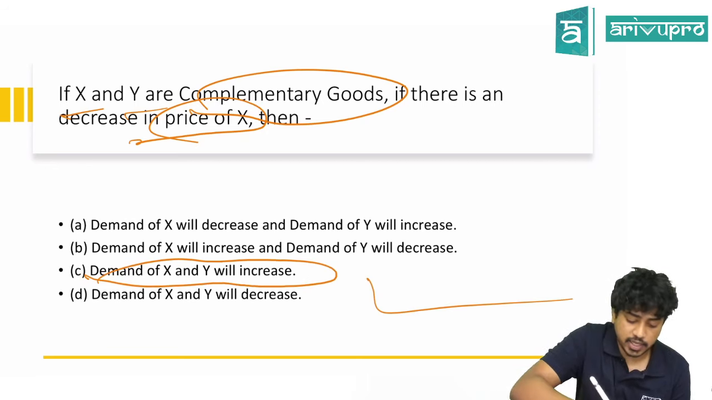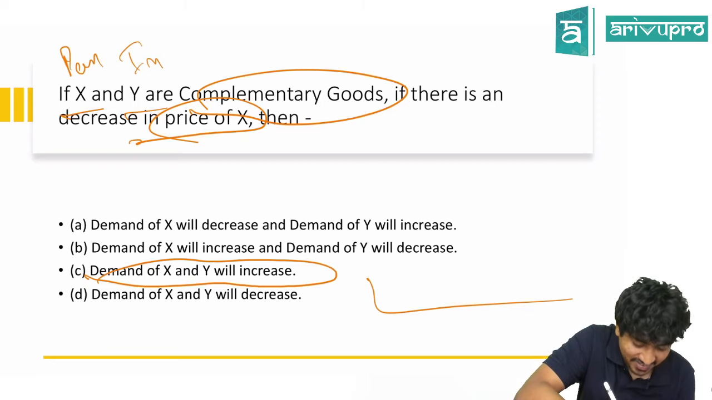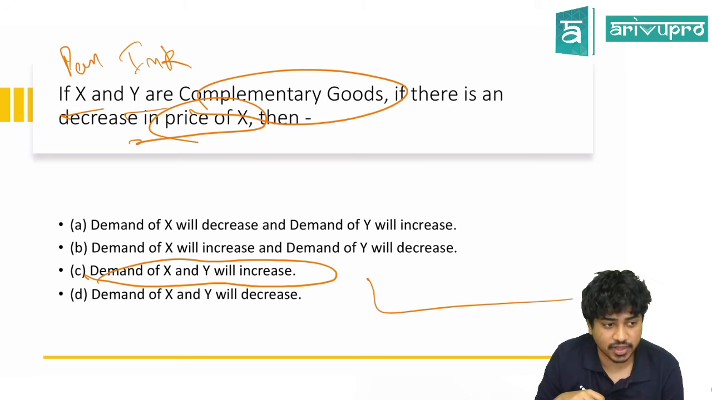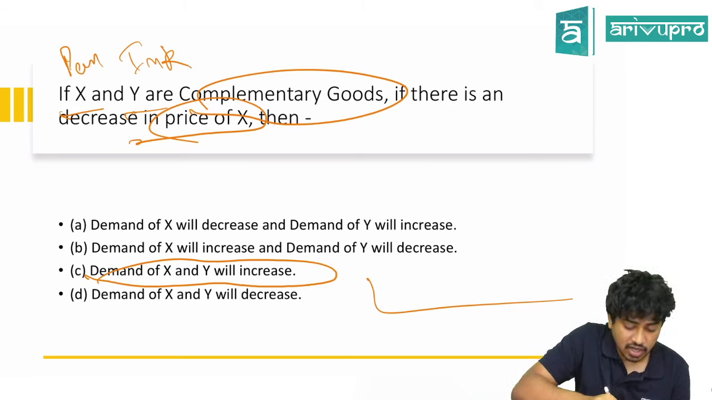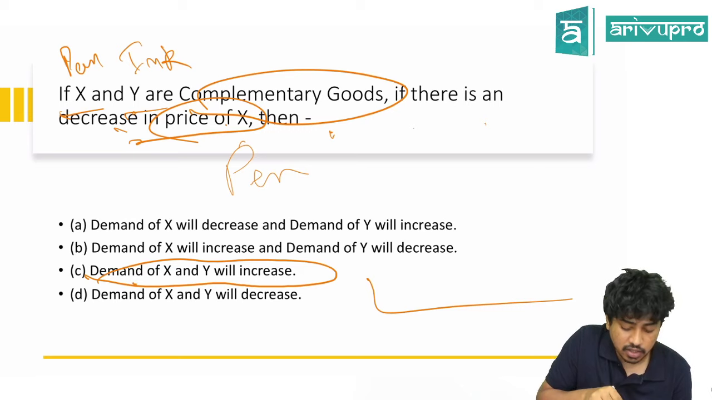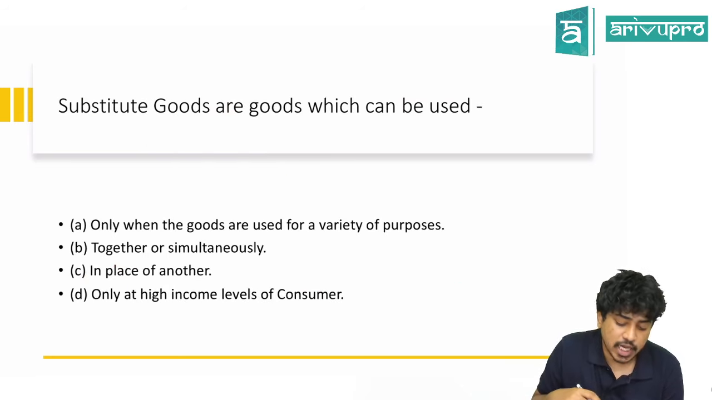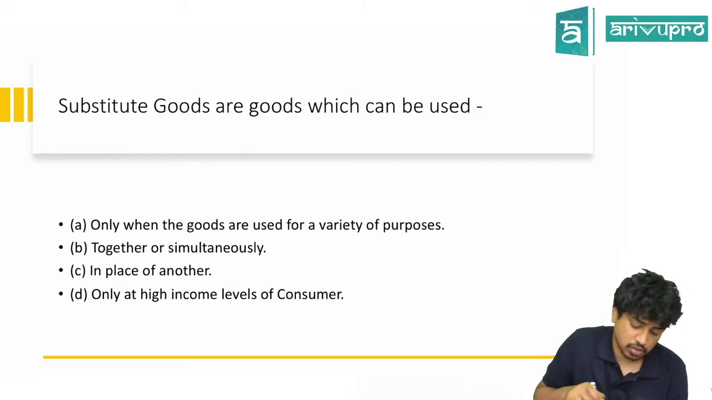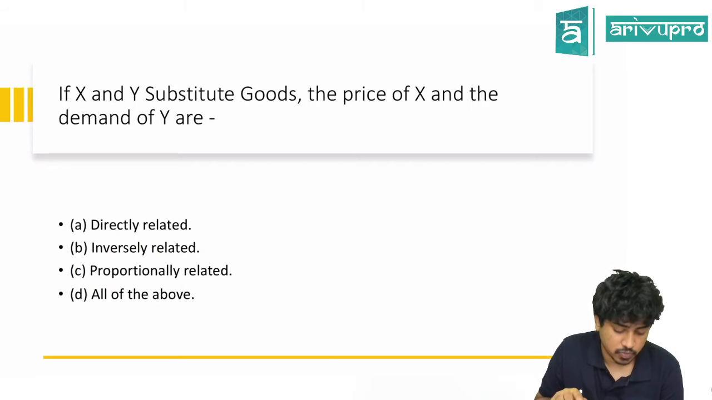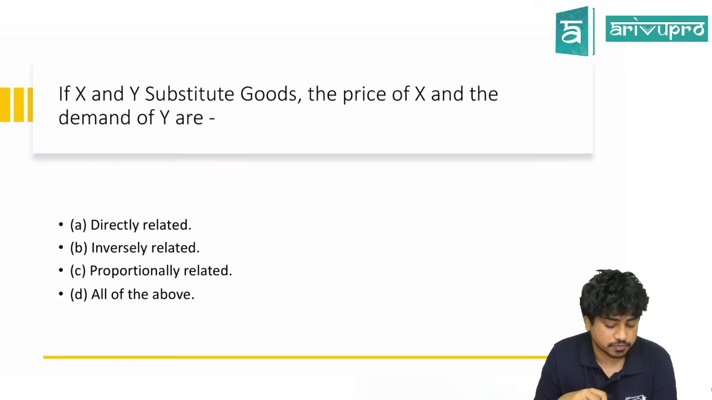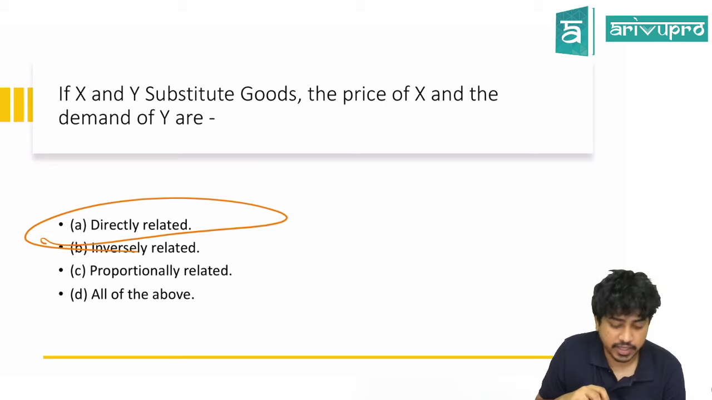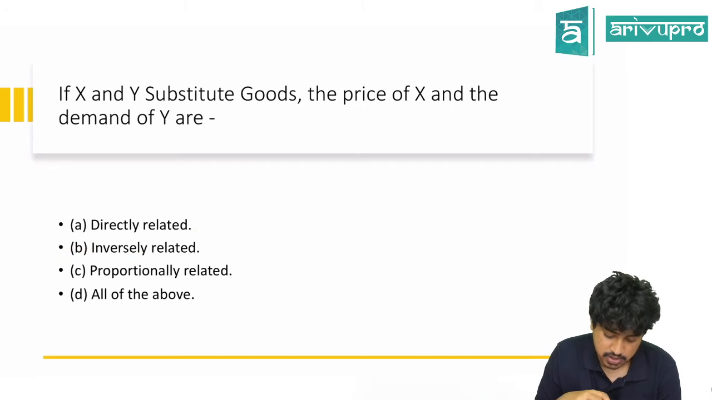I'll take this example as pen and ink. Then you will think about it, you will find the answer. If pen and ink are complementary goods and there is a decrease in the price of pen, then what? Demand for pen and ink will increase, no? Right? Get used to that. Substitute goods are goods which can be used in place of the other. If X and Y are substitute goods, the price of X and the demand for Y are directly related.